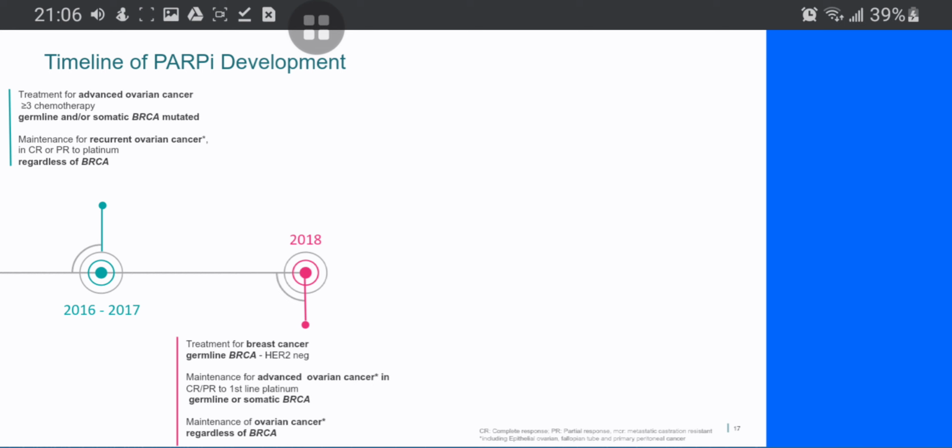Since 2018, you also have studies published with treatment for breast cancer for patients carrying a germline BRCA mutation and with a HER2 negative tumor. Also for maintenance for advanced ovarian cancer in complete or partial response to first-line platinum for both germline or somatic BRCA mutation, and also for maintenance of ovarian cancer, regardless of BRCA status.